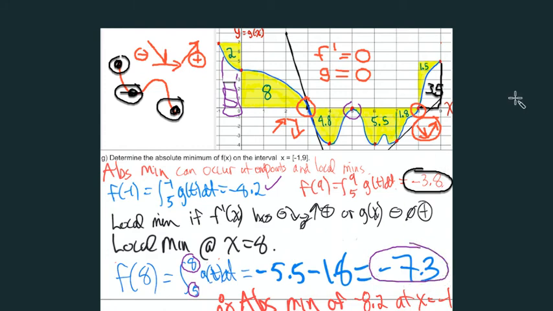What are my y values? My y values are negative 8.2 at negative 1, negative 3.8 at x equals 9, and negative 7.3 at x equals 8. Which one of those is the absolute lowest? The winner is x equals negative 1. That's the absolute lowest, negative 8.2. So there's an absolute minimum of negative 8.2 at x equals negative 1.